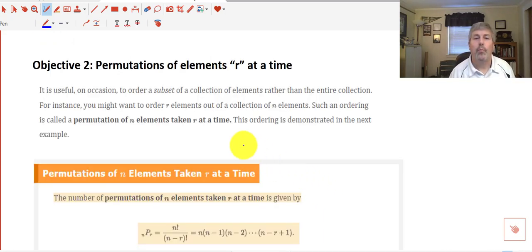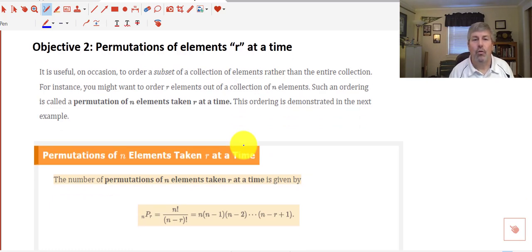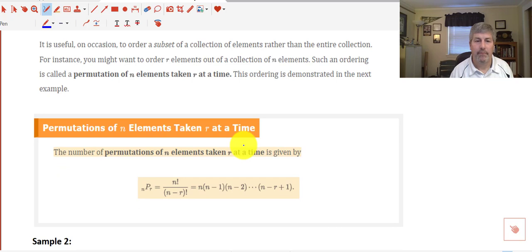Now let's explore permutations of elements r at a time. It's useful on occasion to order a subset of a collection of elements rather than the entire collection. For instance, you might want to order r elements out of a collection of n elements. Such an ordering is called a permutation of n elements taken r at a time, and that's given by this particular formula. The permutation P of n elements, with subscript r at a time, uses the formula n factorial over n minus r factorial.